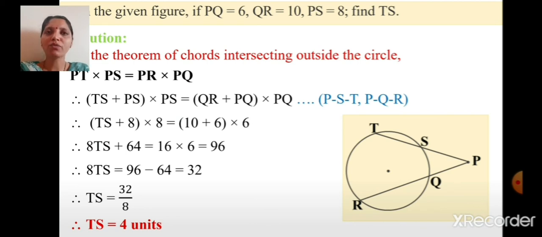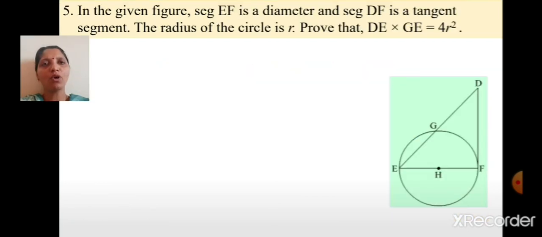Okay, so this was a very simple sum. I hope you all have understood this. Now let's move on to the last question from practice set 3.5. In the given figure, seg EF is a diameter and seg DF is a tangent segment. The radius of the circle is R. Prove that DE into GE is equal to 4R square. If you observe this figure carefully, you will see here EF is a diameter, DF is a tangent segment. So you can apply here the tangent secant segments theorem. So let's start with the solution.